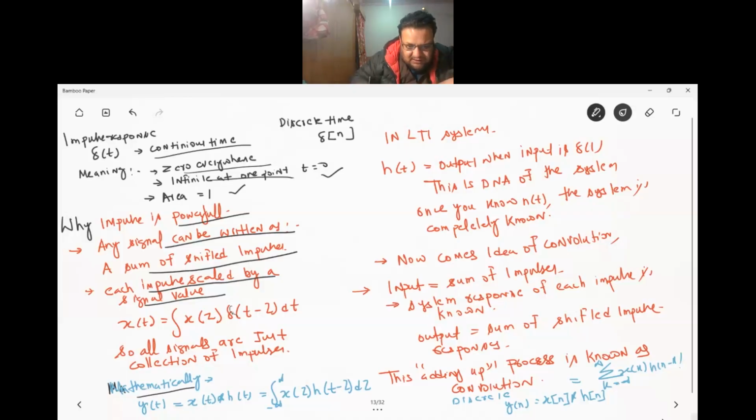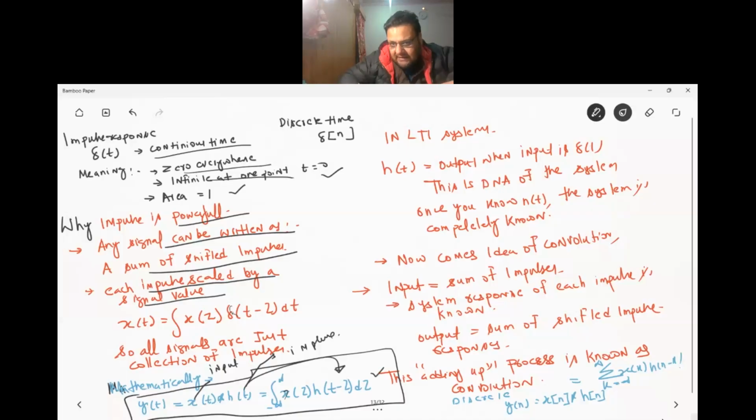So mathematically, how do I express convolution? This is the formula for convolution. Here x of t is my input, and h of t is my impulse response to it. In LTI systems, h of t is the output when the input is delta of t. So when I give an input impulse, h of t is the DNA of the system. Once you know h of t, the system is completely known.